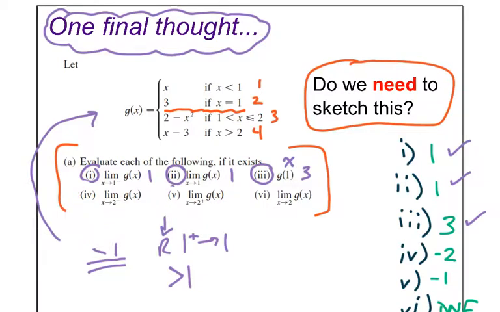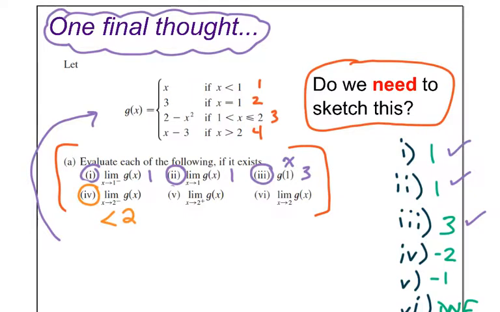How about 4, 5, and 6? Let's see if you can figure it out using just the equations. Here's number 4. Can you figure out, as I approach 2 from the left-hand side, where is it less than 2? Which equation uses less than 2? And here it is again. Equation 3 is where it's less than 2. So direct substitution, plug your 2 into here, and you get 2 minus 2 squared. 2 minus 4 is negative 2.